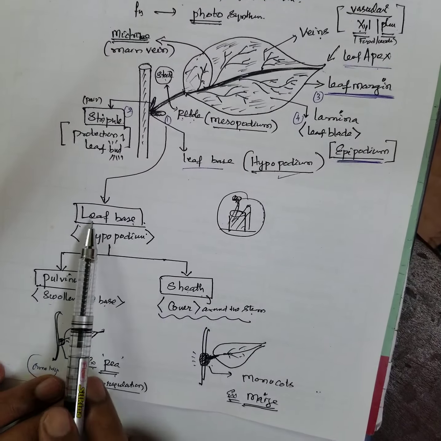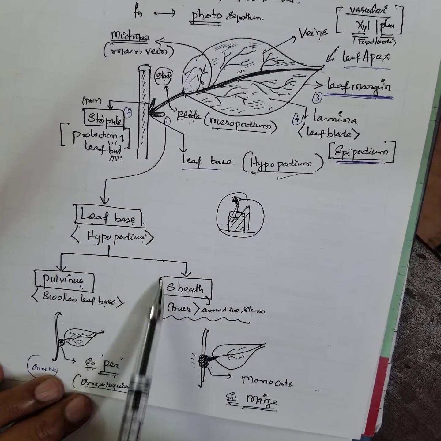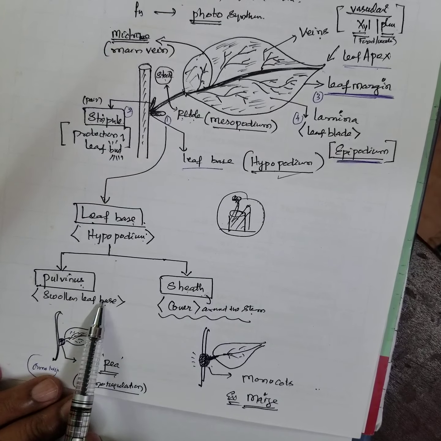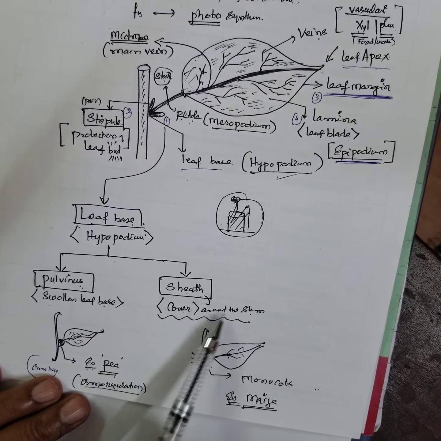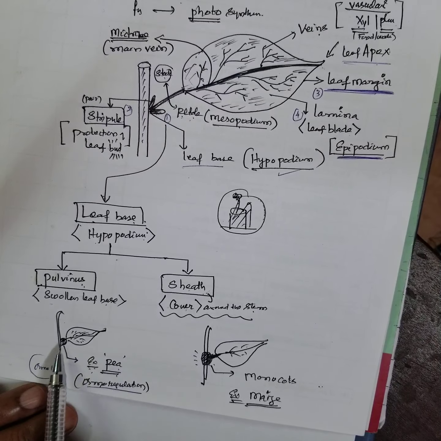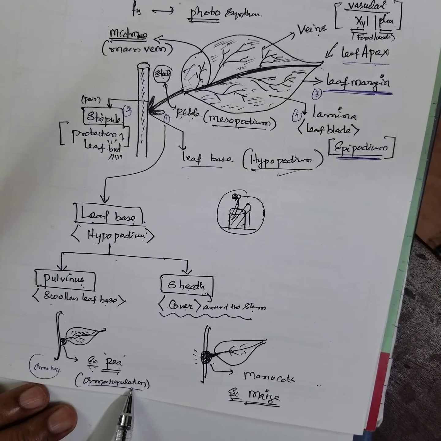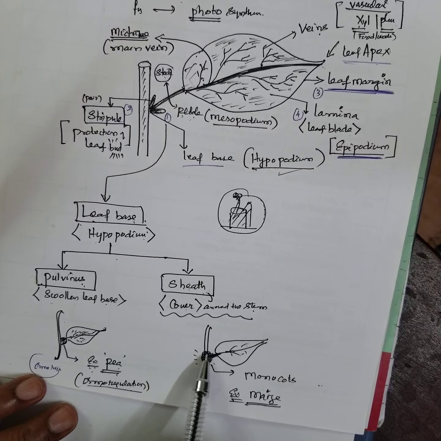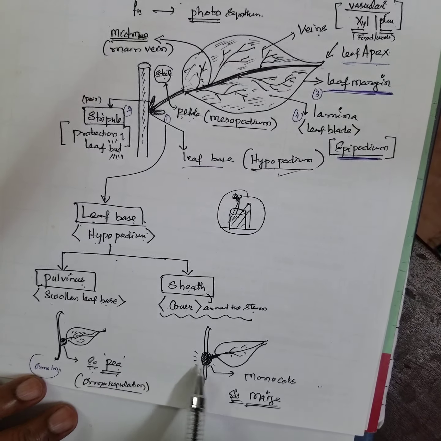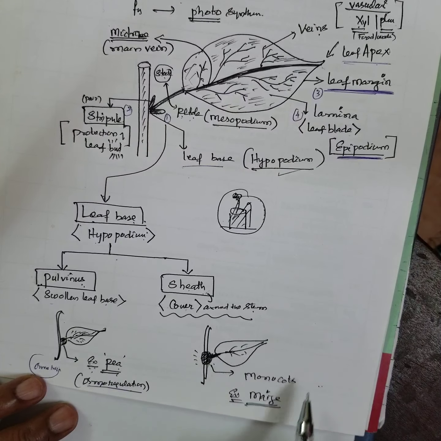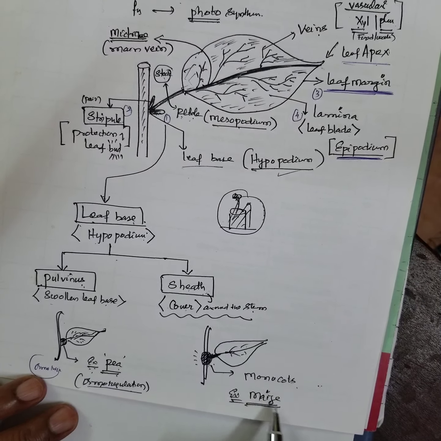Therefore, leaf base is called hypopodium. It is divided into pulvinus and sheath. It is a swollen leaf base and it is a cover around the stem. Example for this, pea plant. Why is it swollen? For osmoregulation. Here also the same function, but the only difference is what? It completely covers the stem, and it is observed in the monocotyledons. And example, maize.